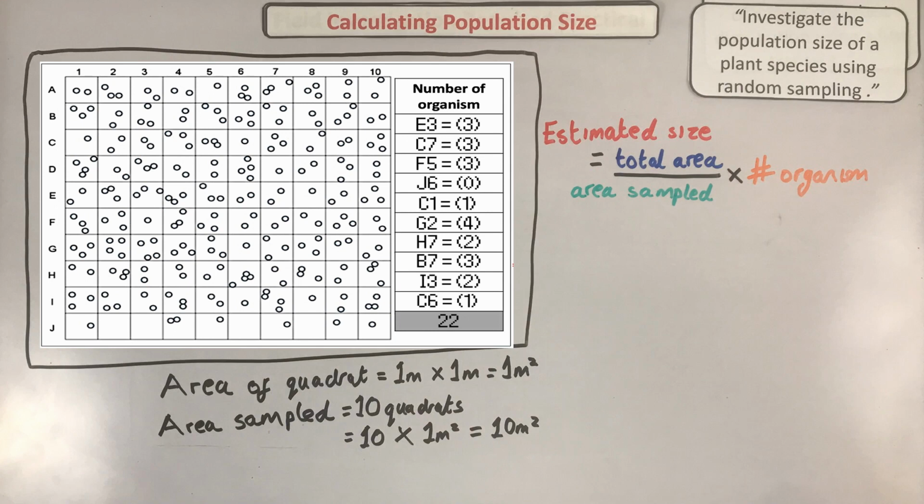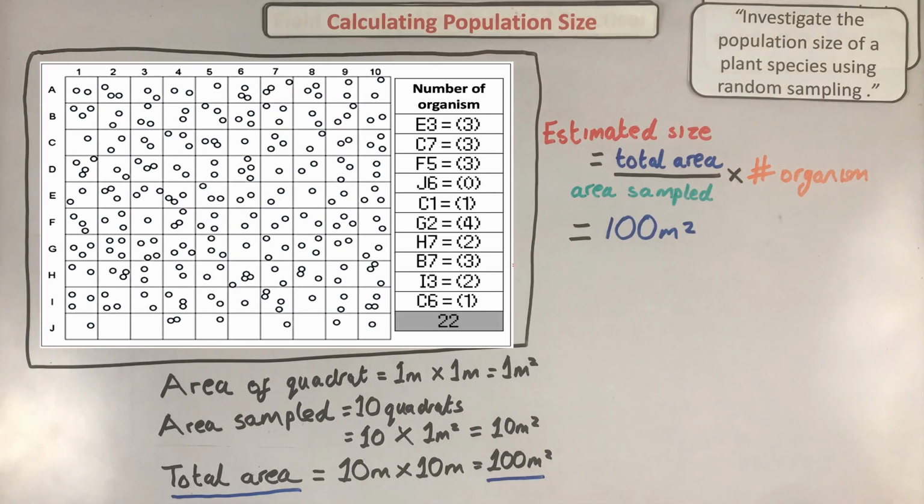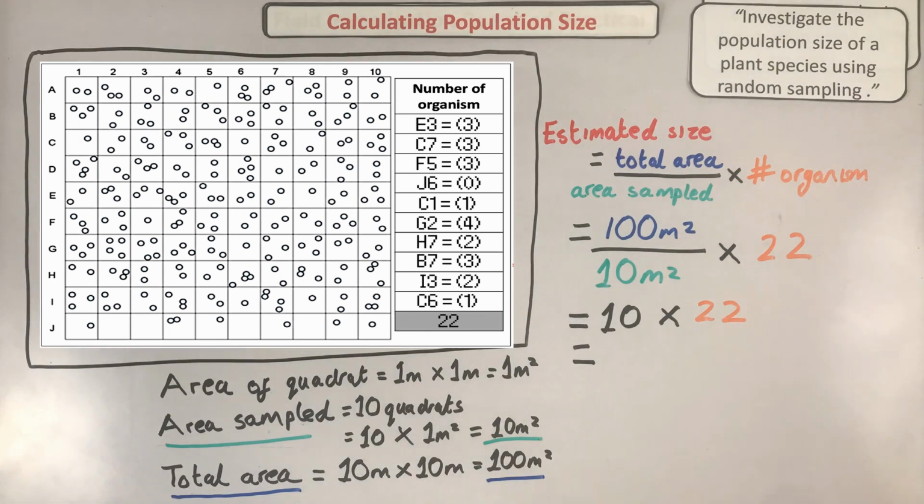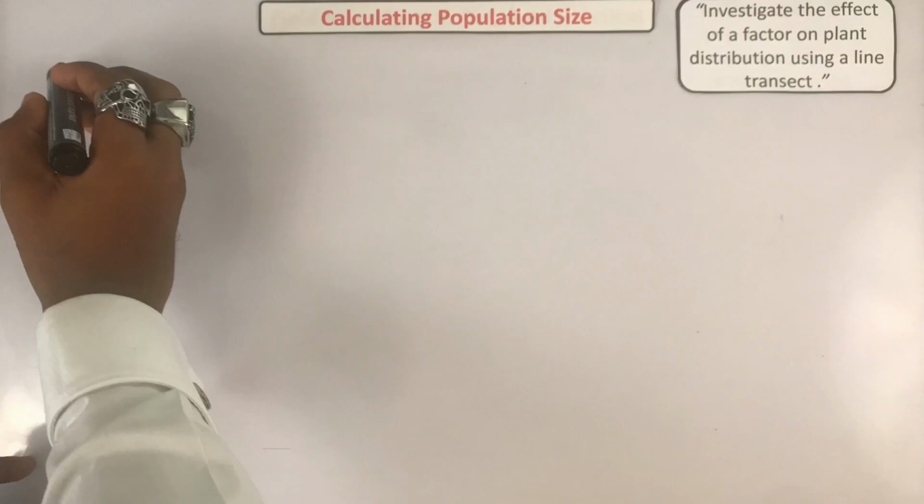Now look at my field. 10 quadrats can fit the length and also the height. So the total area of my field is 10 times 10 meters, which gives me 100 meters squared. 100 meters squared divided by 10 gives 10, and that times the number of plantain gives the total estimation of 220 plantains.